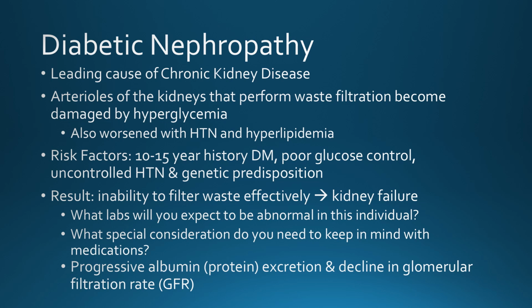So think about what labs you would expect to be normal or abnormal in this individual. BUN, creatinine, potassium, GFR. So thinking about what we would need to monitor with that. Keeping in mind that they may not filter medications out completely. We commonly will see progressive loss of albumin and protein in the urine and a decline in that glomerular filtration rate. And that just tells us that the damage has been done to those vessels. They've become more leaky, so now we're losing things like protein into the urine that the kidneys normally wouldn't filter out.